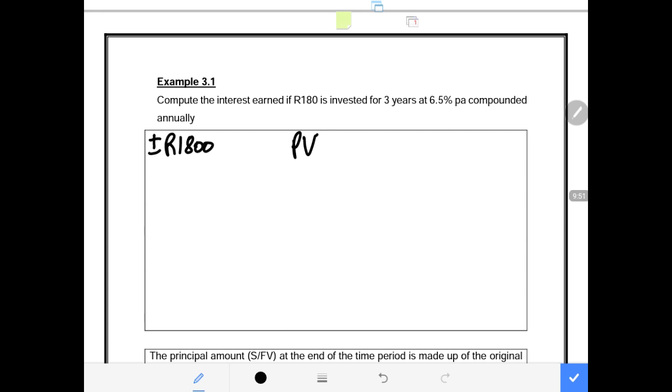Now that is exactly what you'll do in the calculator. You first press plus or minus, and that plus and minus is the button there next to 0.